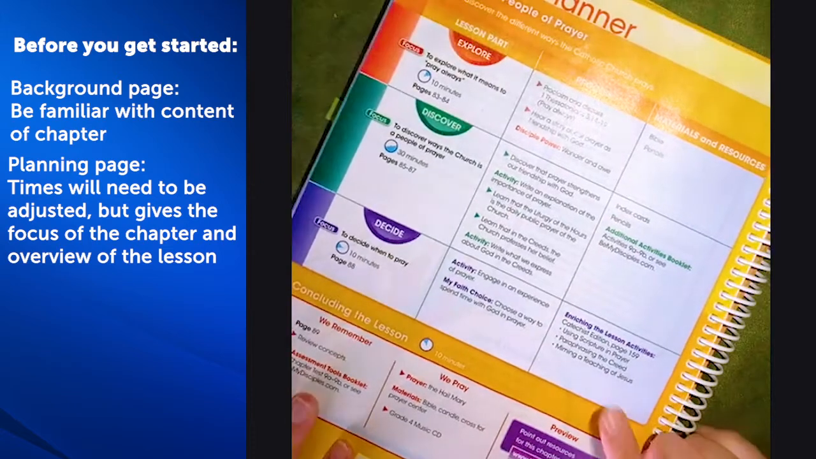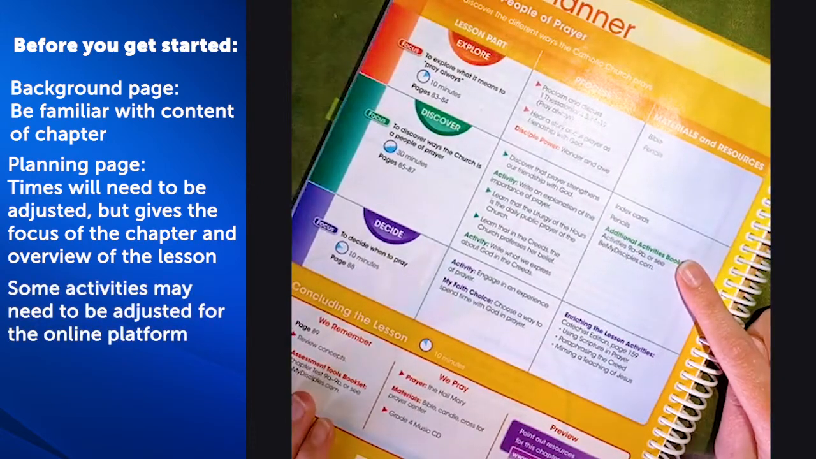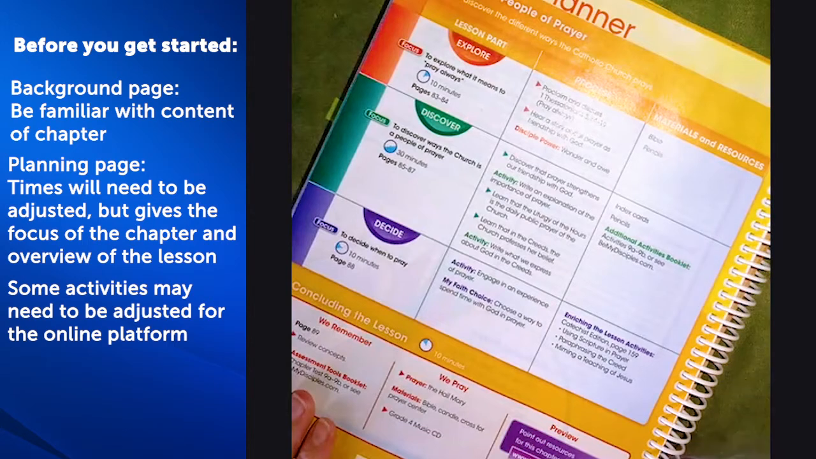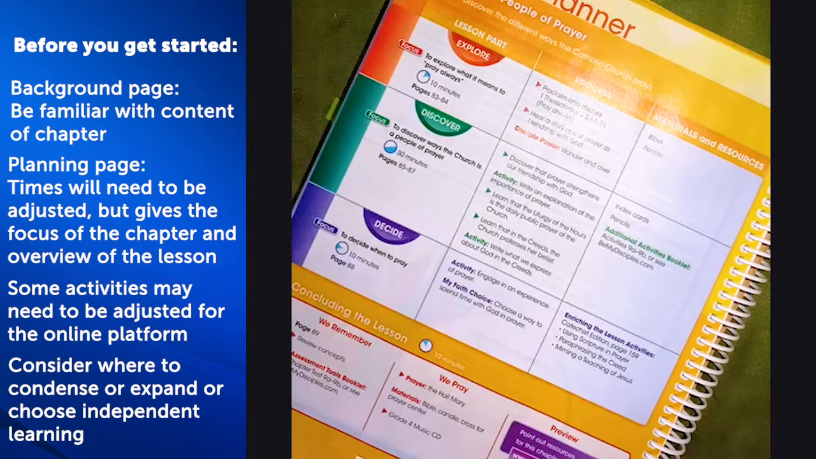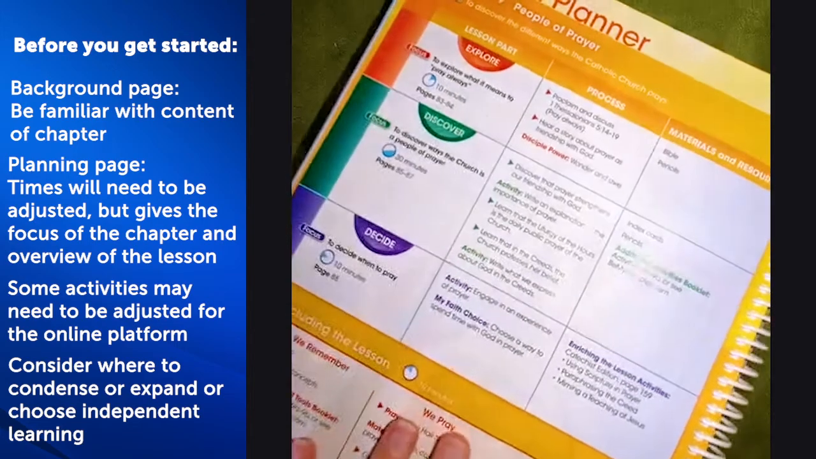Now you have to keep in mind some of these activities may need to be adjusted for online learning. And when it talks about things like share with a partner, you're going to have to look at what that will look like using your online platform. But this gives you a sense of where you're going. You'll also be aware of where you may need to condense or expand activities or move them to be independent learning.